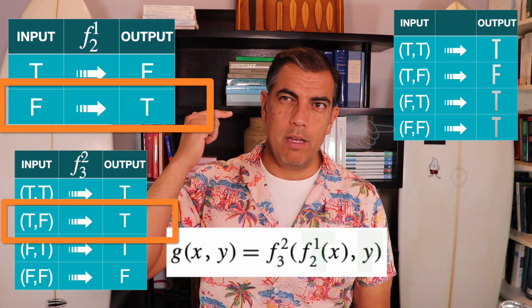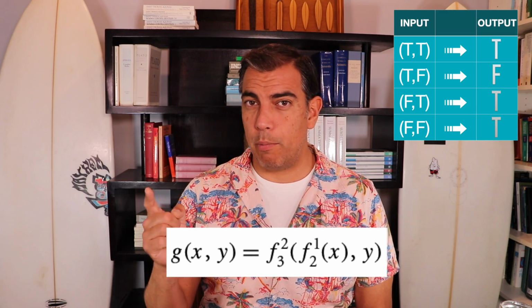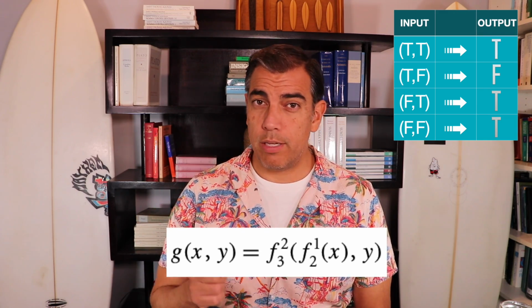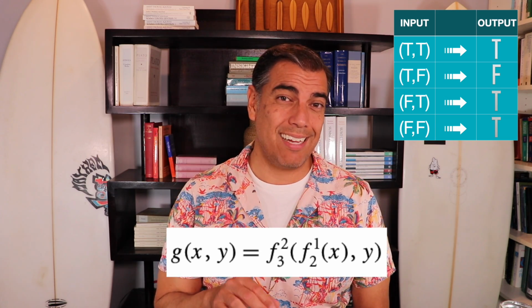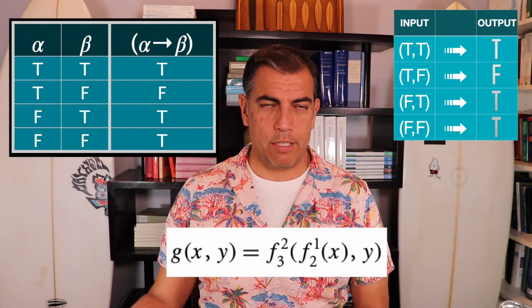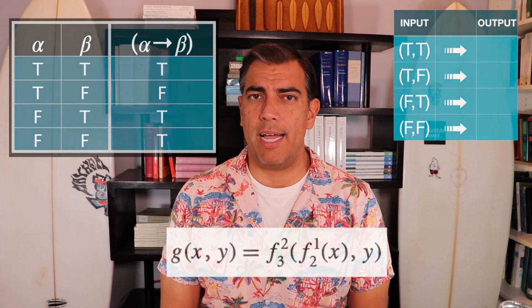So now we have true true, output true. True false, output false. False true, output true. False false, output true. That is exactly the truth function of the conditional. And I believe we define that as function 5. So yeah, truth function 5 would be this g of xy. That last one was an interesting one. I actually like that one a lot.